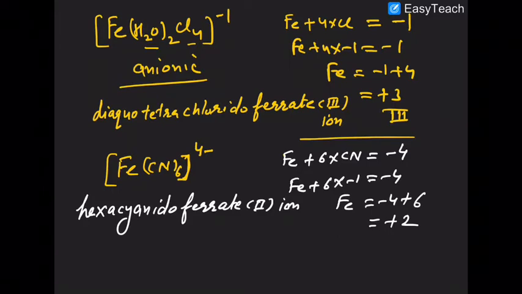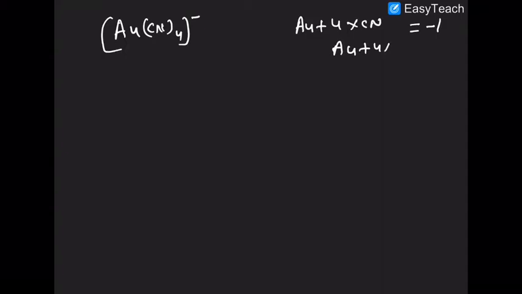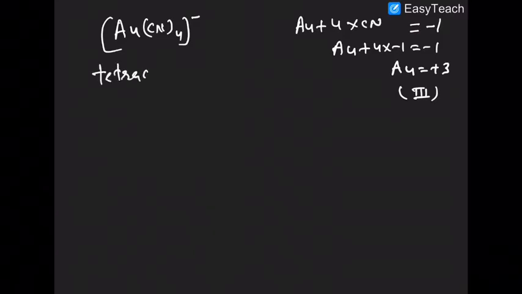Are you getting that in your mind now? Easy to understand? Now next will be what? The complex overall charge is -1. Gold is the central metal atom. 4 cyanide anions are there. Every cyanide has charge of -1. So gold carries charge of +3. So in Roman it is written like that. So it is tetracyanidoaurate(III) ion.